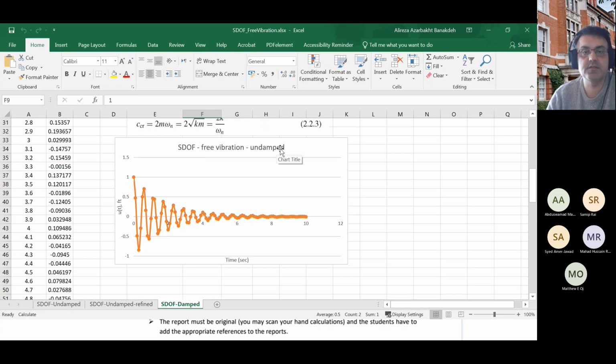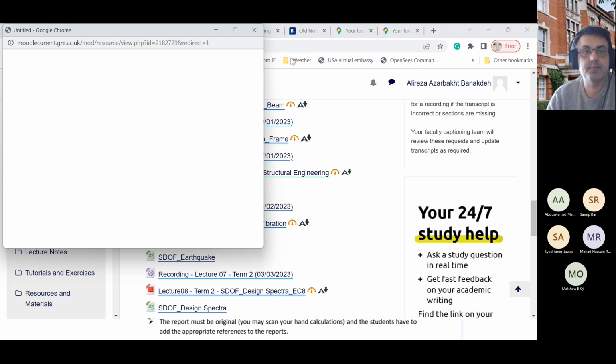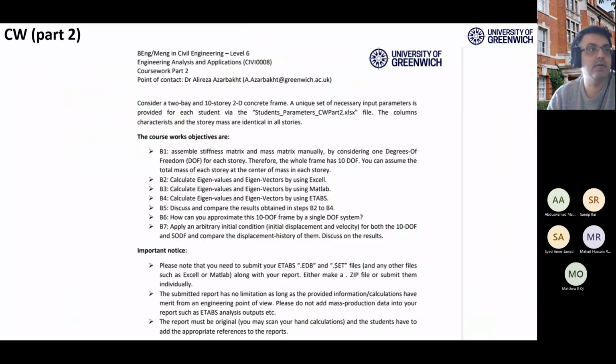This is wrong. This is not undamped. This is damped. And this is for your single degree of freedom system. But let's move to PowerPoint.